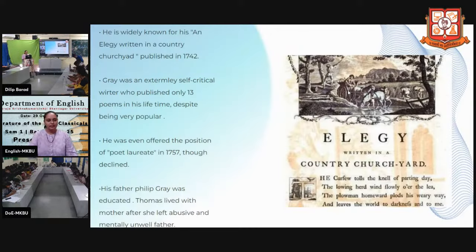widely known for his Elegy Written in a Country Churchyard, published in 1751. Gray was an extremely self-critical writer who published only 13 poems in his lifetime. Despite being very popular, he was even offered the position of poet laureate in 1757, though he declined. His father, Philip Gray, was educated. Thomas lived with his mother after she left his abusive and mentally unwell father.